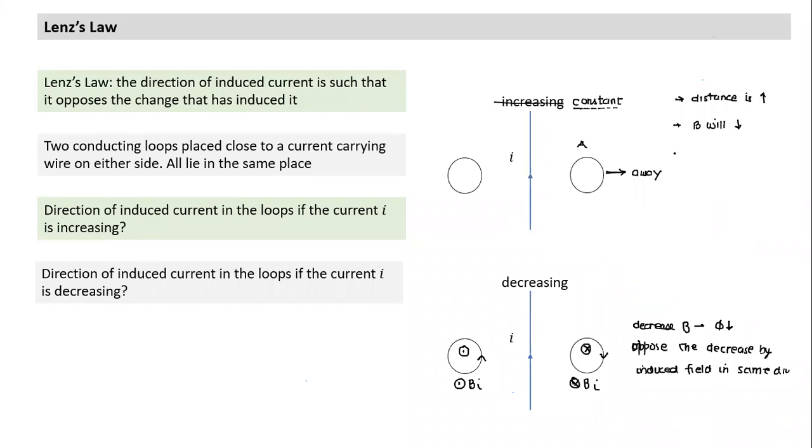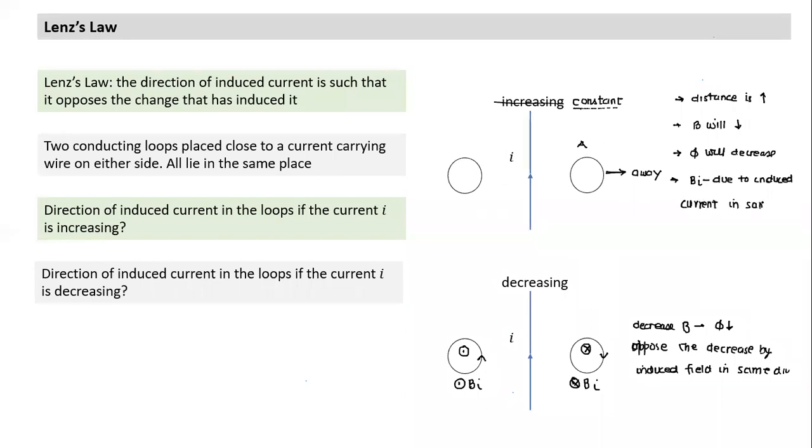If B decreases, what is the effect of the decrease in B? The flux will also decrease, because other things are not changing. The area of the coil is not changing, and the angle is not changing. So the flux will decrease. How will it oppose the decrease? The induced current should be in the same direction as the field. B due to the induced current must create a field in the same direction. So which direction will it be?